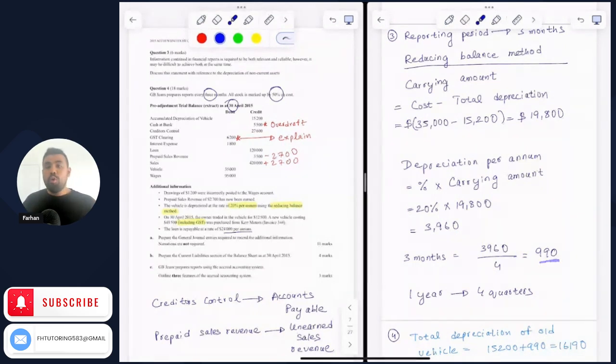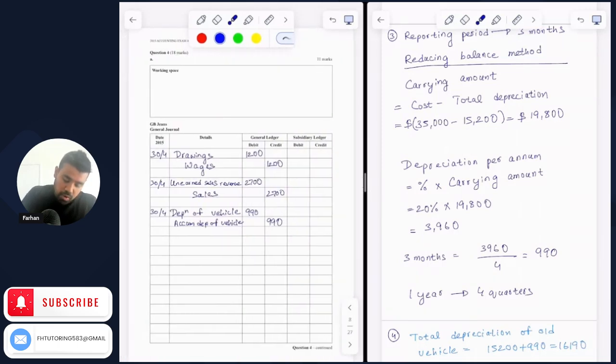Now, every time you're recording depreciation in the journal, it's always the same entry, but you only need to be specific in terms of the asset that is involved. So you debit the depreciation expense, in this case, by $990, but you must write depreciation of vehicles to be specific, all right? Because if you do not write the specific asset in this case, you'll lose marks. So depreciation of vehicle debit $990, and credit is the cumulative depreciation of vehicle $990. And again, we're doing this within the general ledger because we don't have any accounts receivable or any accounts payable involved in this case, all right?